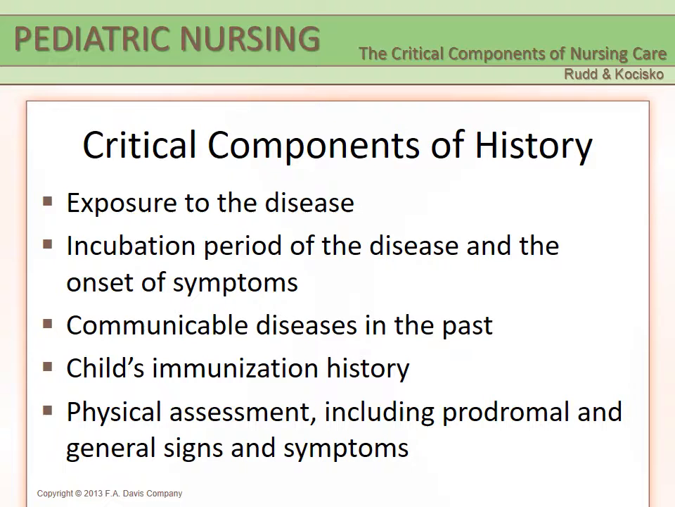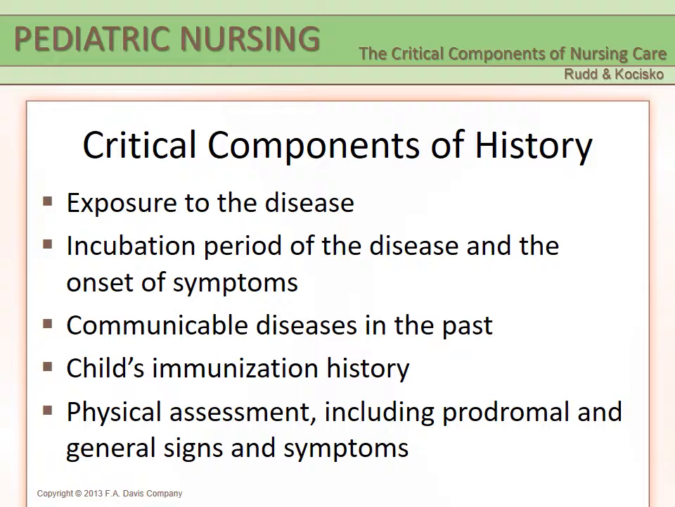So when you're looking at a patient's history, you want to look at the exposure to the disease. Has a child been around other children who have had this disease? Is the child in close contact with other children at daycares or schools? So what kind of exposure do they have? The incubation period of the disease and the onset of the symptoms. So consider what type of disease it is, and the length of time it takes for symptoms to appear from the time that the child was exposed to the disease.